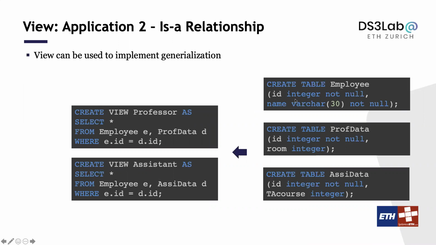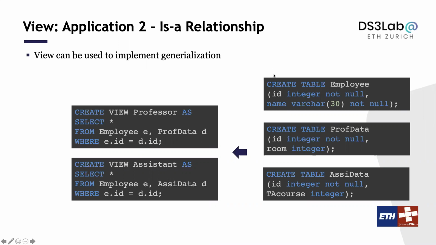In this case, you can have these three as base tables. Then you can create a view for professor by joining employee and professor data on ID and returning everything, and then you can use the professor view as if it were a table. Whenever you query this professor view, you have the professor ID, the name, and the room all together. Similarly, you can create a view for assistant.